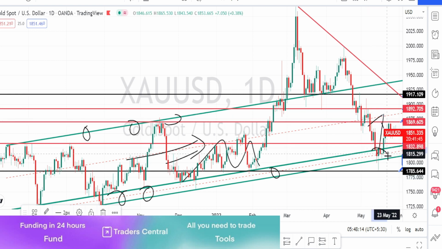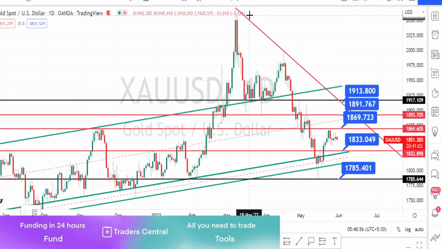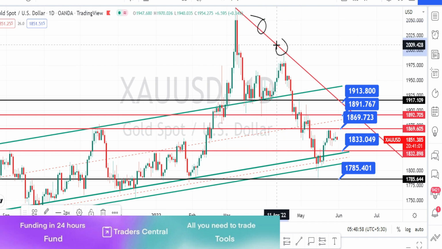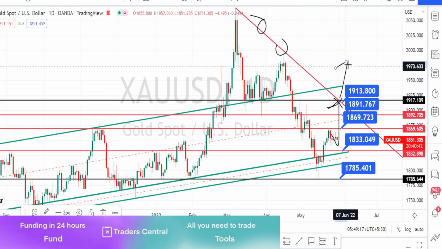Only when the price action breaks this support line of the bullish channel pattern, we can consider it as a bearish trend reversal in daily time frame. I've also drawn a resistance line over here. So if the price action wants to go on a bullish side, it has to break this resistance line to trend on the bullish side.